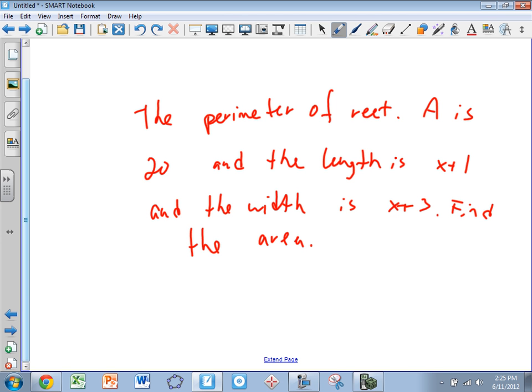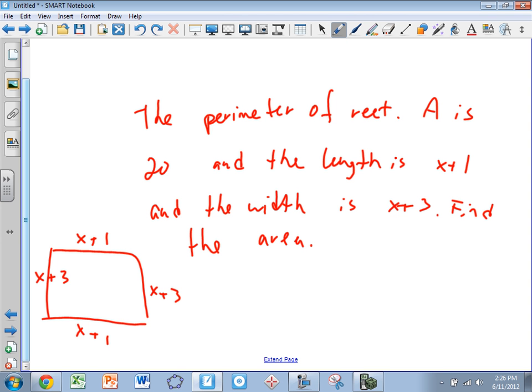Well, why don't you start with the picture, guys? Perimeter means what? The distance around, and it's 20, right? Well, what is the length? x plus 1. And what's the width? x plus 3. Again, these are never drawn to scale, guys, because the width is usually smaller than the length. It doesn't matter. They're just names. How do I find the perimeter of a rectangle? Add them all up.